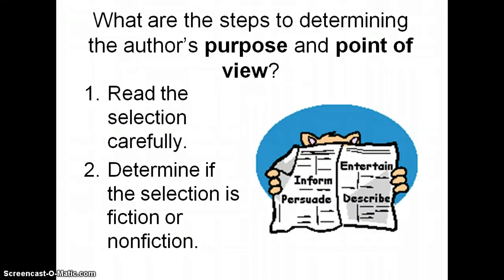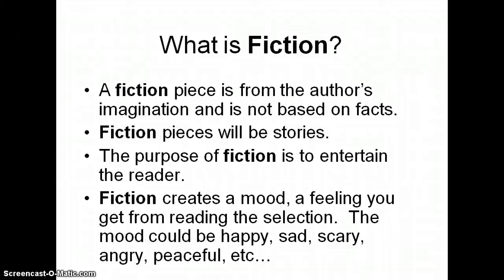What are the steps to determining the author's purpose and point of view? The first is to read the selection carefully, then determine if the selection is fiction or nonfiction. What is fiction? A fiction piece is from the author's imagination and is not based on facts. Fiction pieces will be stories.